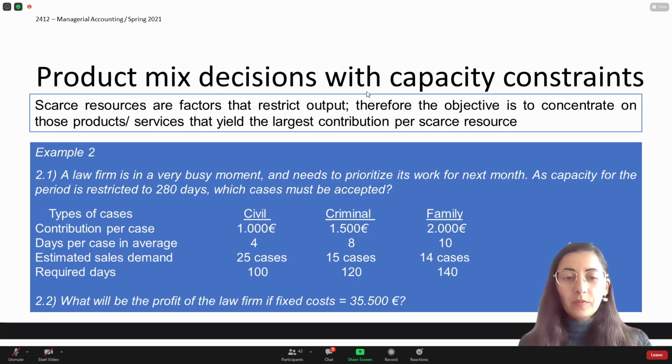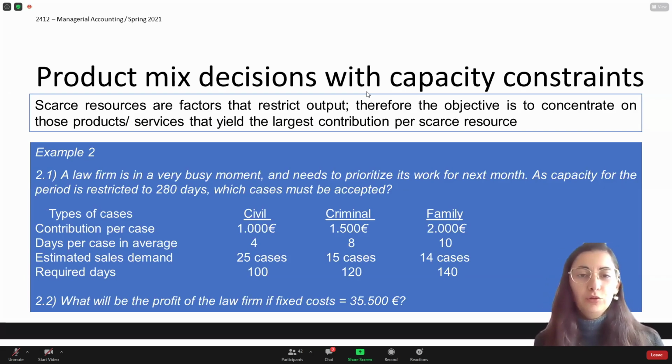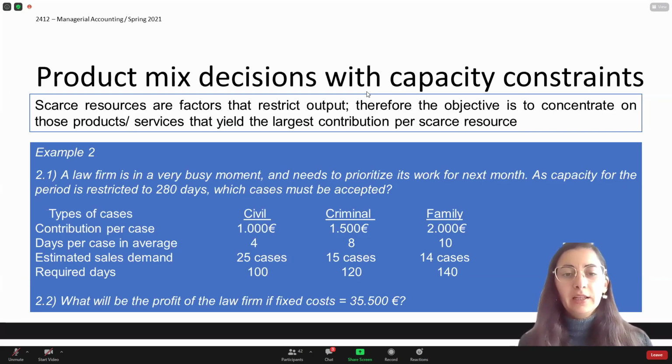Okay? In order to do this, what we have to do, as I just said before, is to look at the contribution margin per scarce resource. So this is what I want you to calculate now. Calculate what the contribution margin per scarce resource is.